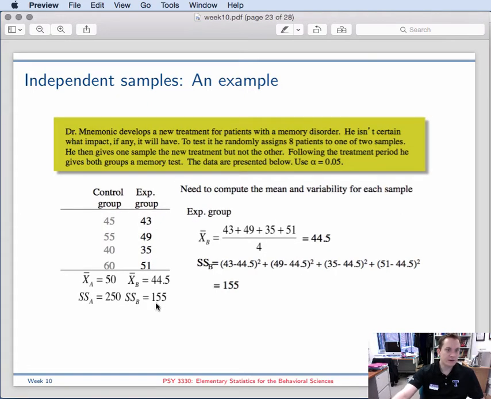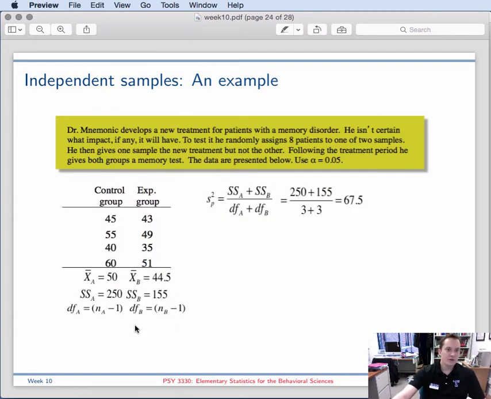Do that for the experimental group. We get a mean of 44.5 and a sum of squares of 155. Now we've got everything we need to compute the t-test. All right. Remember degrees of freedom, that's going to be the sample size minus 1 for each of these. So that's going to be 3 on the control group and 3 on the experimental group.